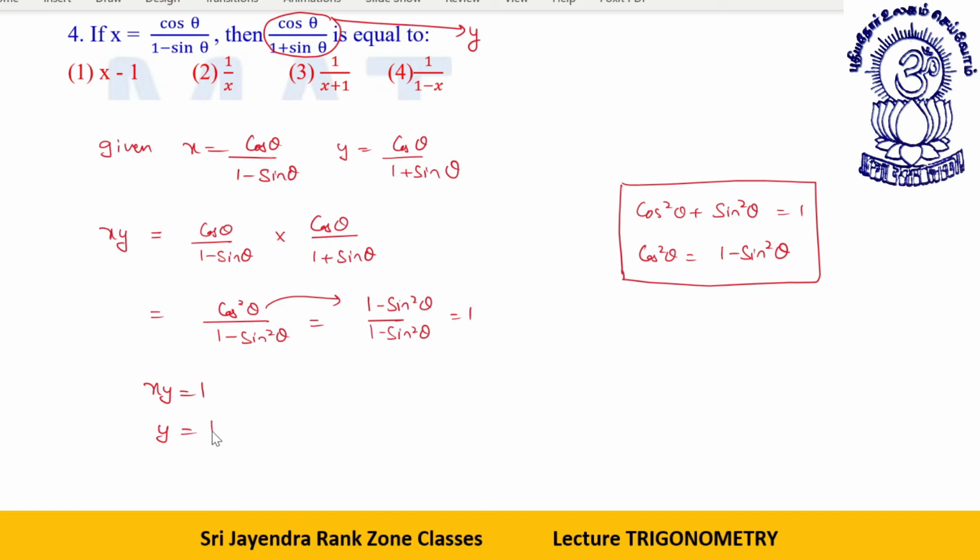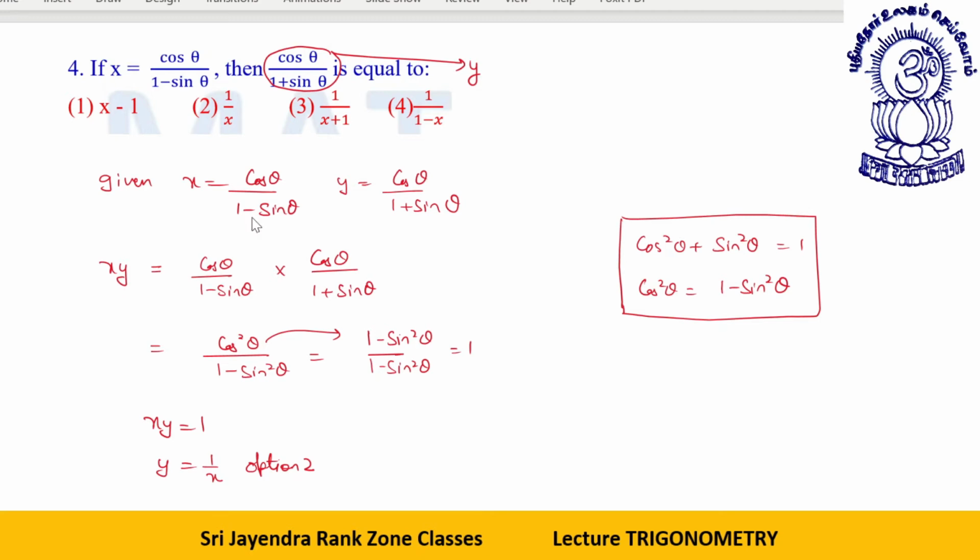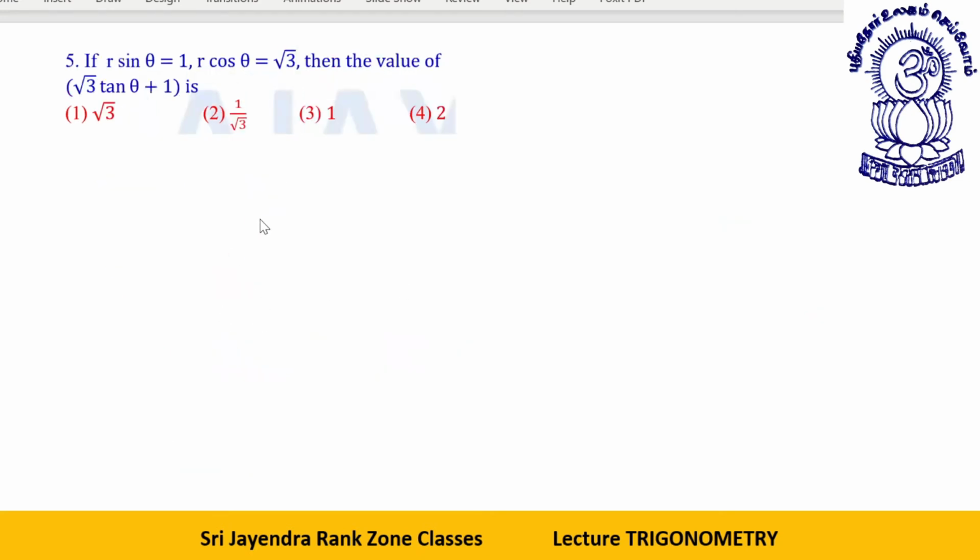Then y will be 1 by x, that is option number 2 is your answer. Clear, dear students? I hope so far things are clear to everyone. Should I take the next one? Clear to all? Next one.